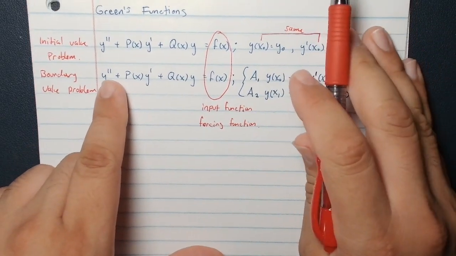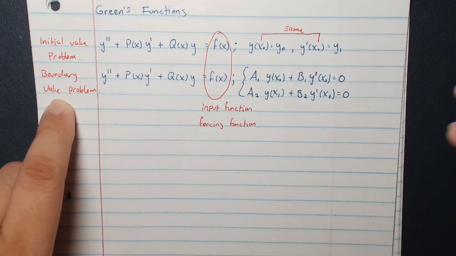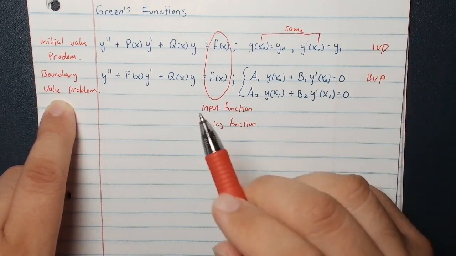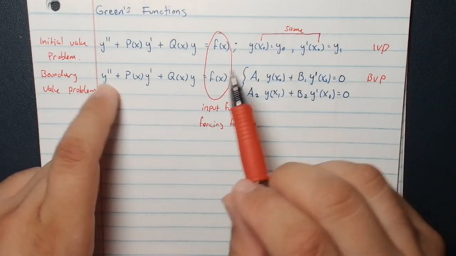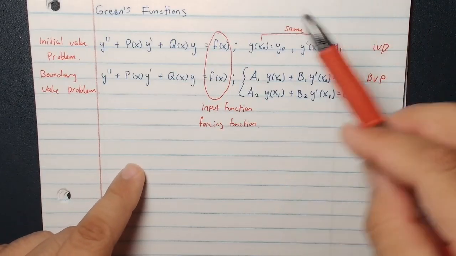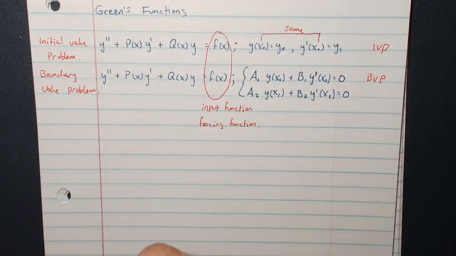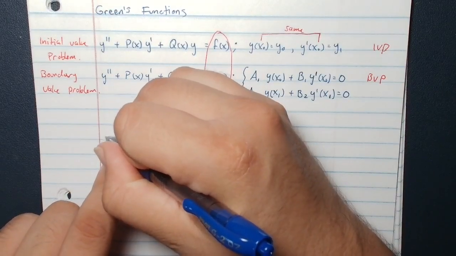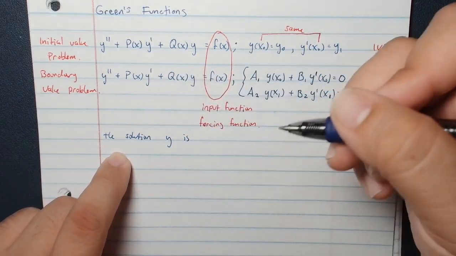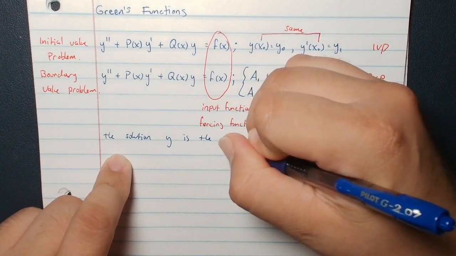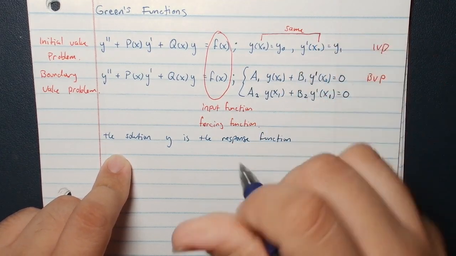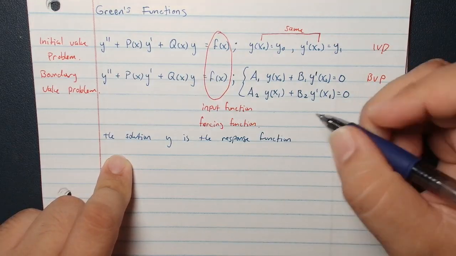When you solve either an initial value problem or a boundary value problem, an IVP or a BVP, you're going to get a solution or set of solutions denoted by y. That y, the solution, is called the response to our system, rather. So here y, the solution, is called the response function. And in fact, a lot of times people will leave off the word function. They'll just say the response.